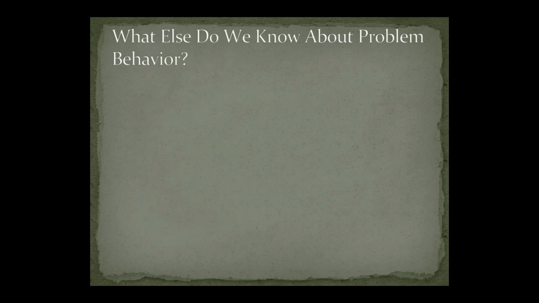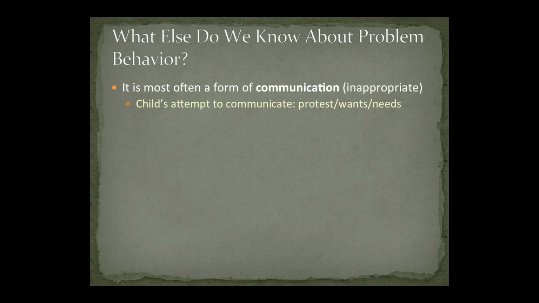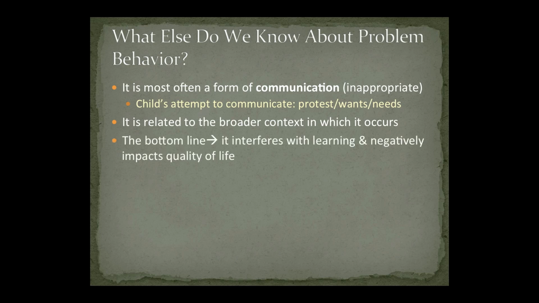What else do we know about problem behavior? It is most often a form of communication, although inappropriate communication. It's a child's attempt to communicate what they want, what they don't want, or what they need. It is related to the broader context in which it occurs. The bottom line, it interferes with learning and negatively impacts the quality of life.